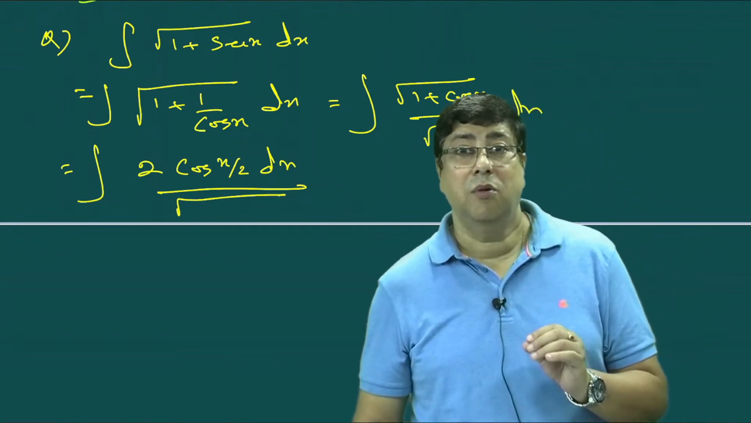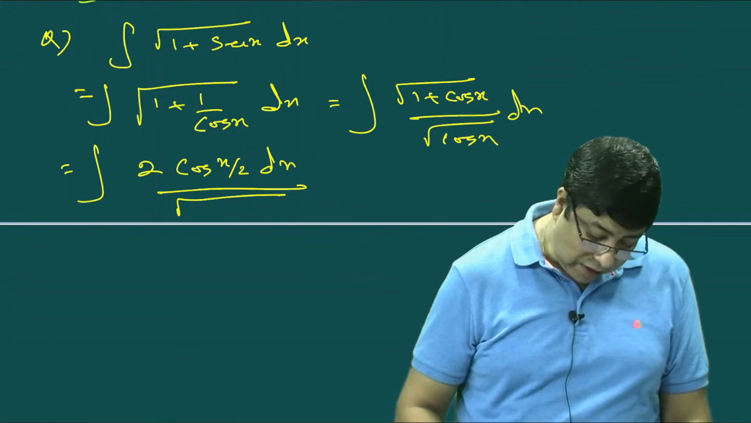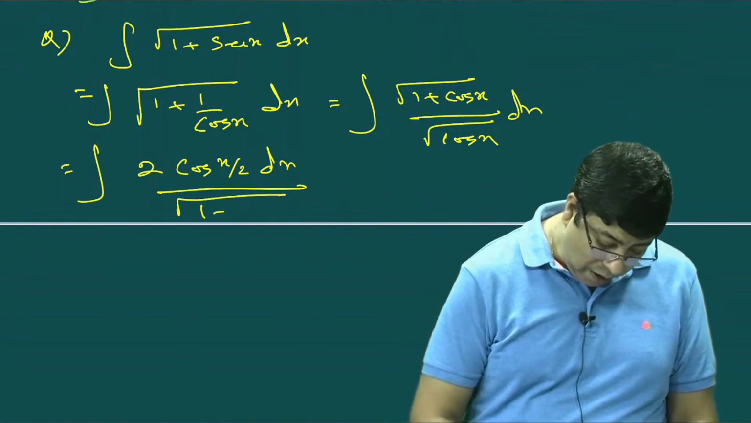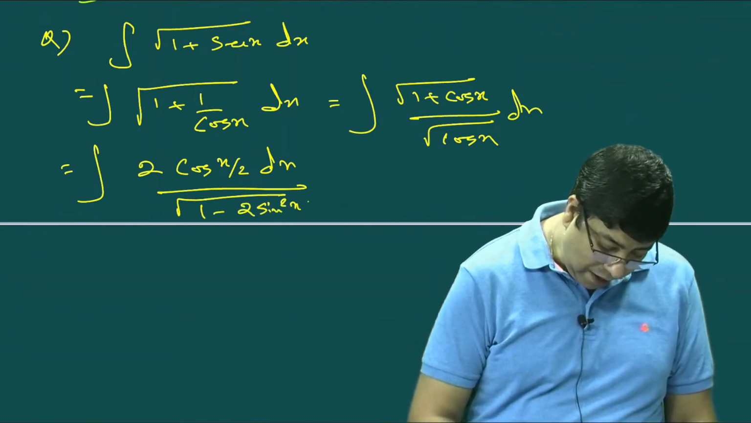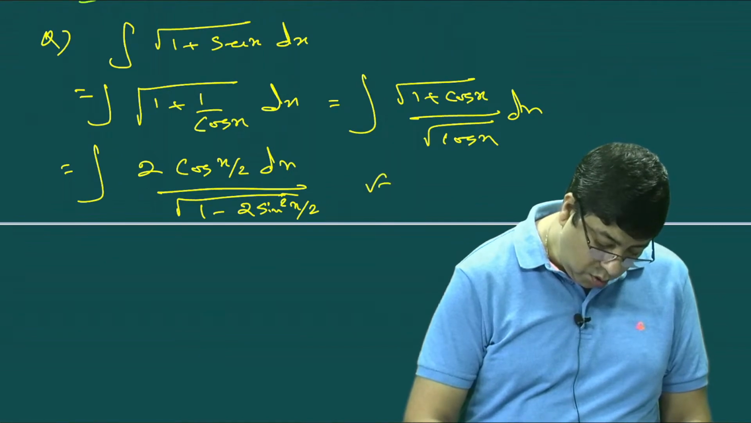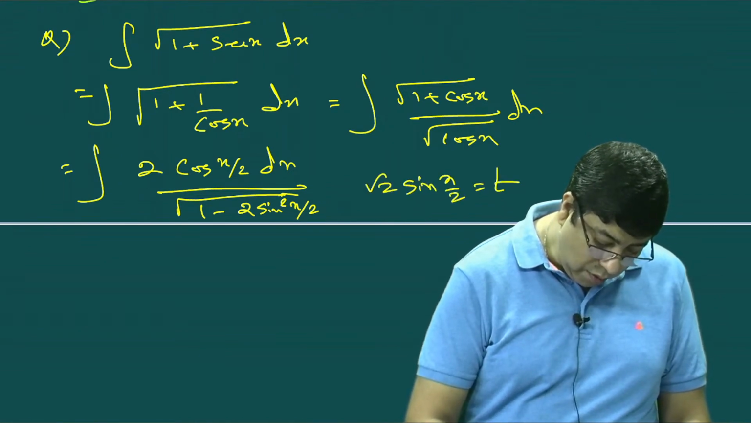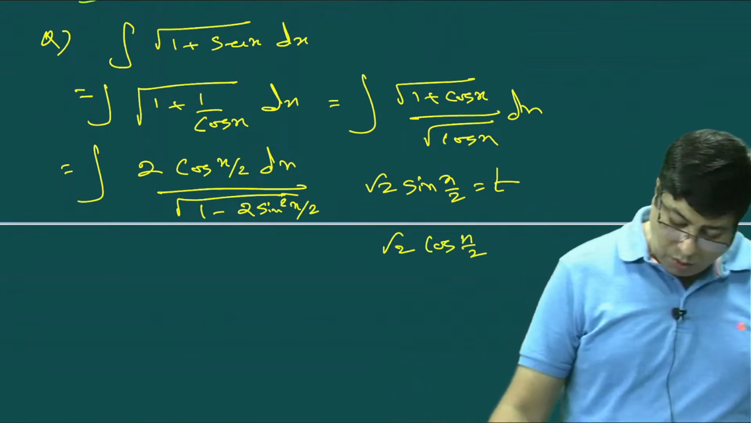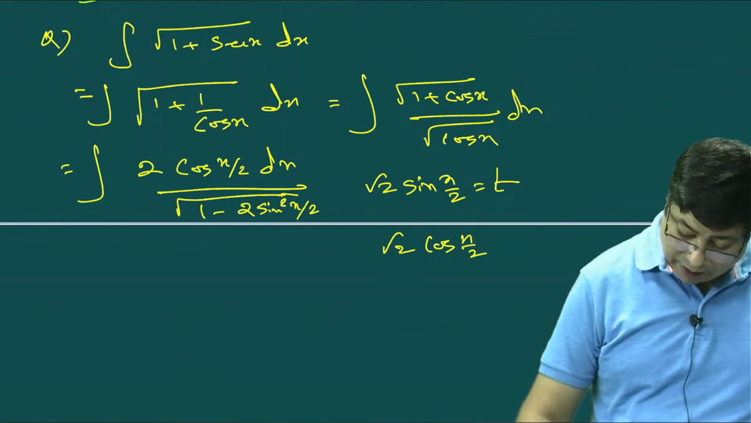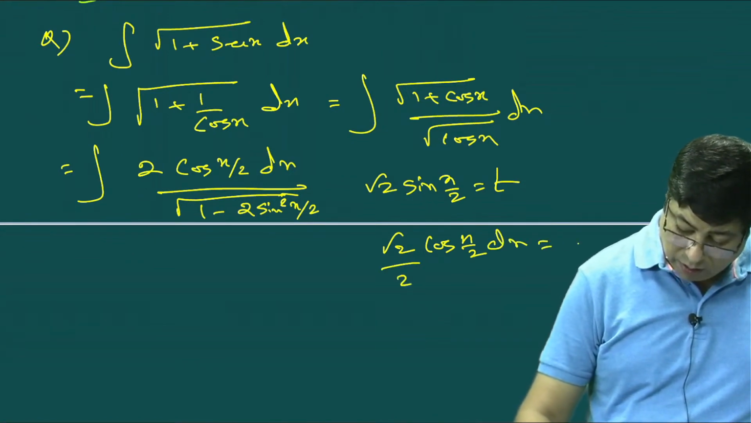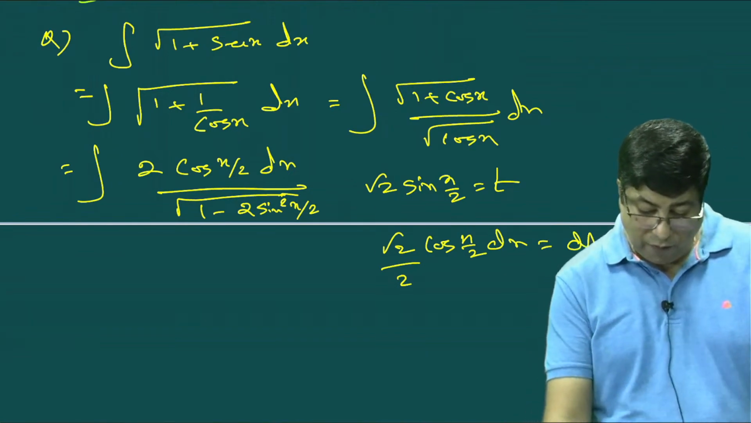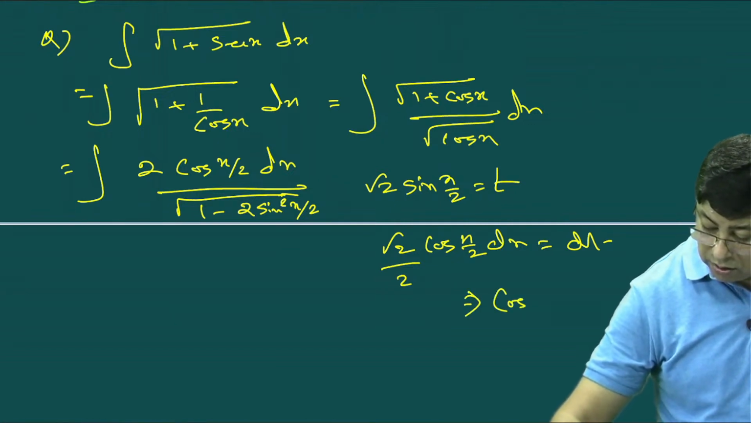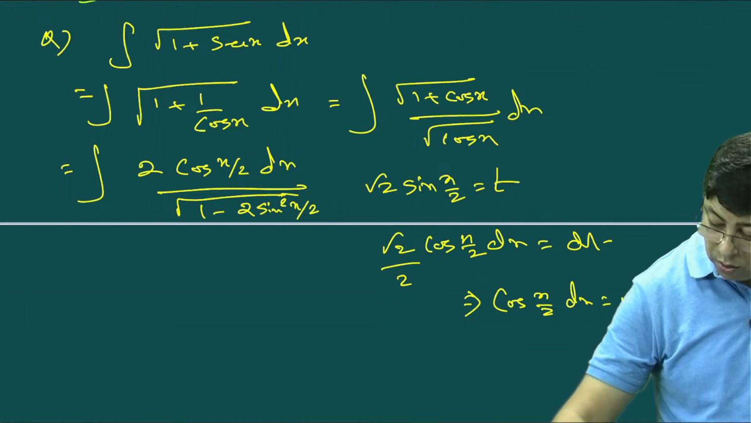That is the most important thinking: whose derivative is the new matter? In this case, we are seeing cos x by 2, so we have to present sin x by 2 in the denominator. So 1 minus 2 sin square x by 2. And if we take root 2 sin x by 2 equal to t, we are getting root 2 cos x by 2 into half dx equal to dt. Therefore we can write cos x by 2 dx equal to root 2 dt.